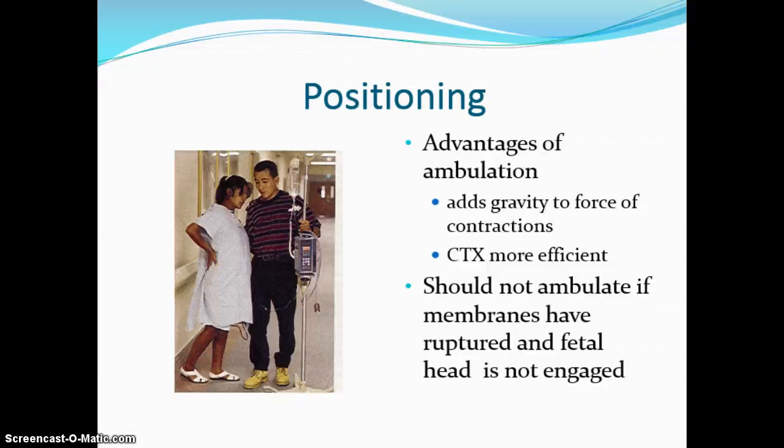Ambulation is great. It helps increase gravity, puts more pressure on the cervix. It will help make contractions more effective. She should not be ambulating if she is ruptured and the fetal head is not engaged. If the fetal head is engaged and she would like to get up and walk, that is totally fine. But if the fetal head is not engaged down into that pelvis, she shouldn't be up walking because gravity can have a tendency to enhance the movement of that umbilical cord, and she could potentially have a cord prolapse. So otherwise, if we can get her up and moving, that would be great.